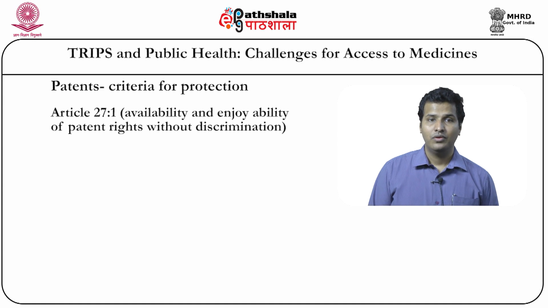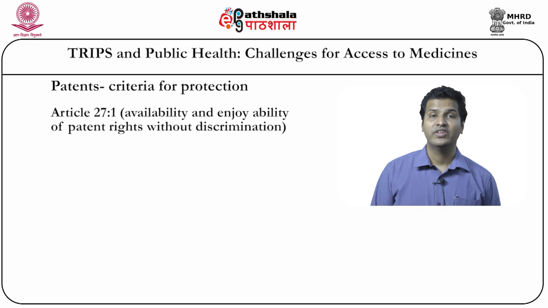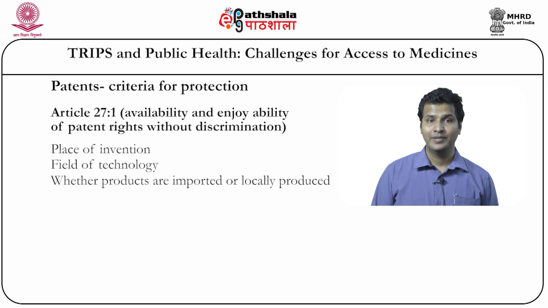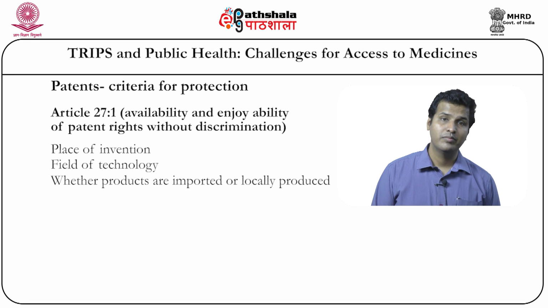Article 27.1 also states that patent rights shall be available and enjoyable without discrimination as to the place of invention, the field of technology, and whether the products are imported or locally produced. These three kinds of requirements and the criteria of discrimination pertaining to them are very unique in the international patent scheme, in the sense that WTO member countries do not have the freedom to reject patents or to grant or not to grant the subject matter involving patents based on the criteria of place of invention, and also there can be no discrimination between fields of technology.